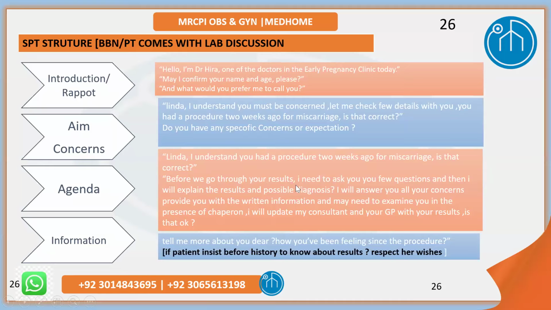Before we go through your results, I need to ask you a few questions, and then I will explain the result and possible diagnosis. I will answer all your concerns, provide you with written information, need to examine you, presence of chaperone. I'll update my consultant or GP about the result. Is that okay? I will connect you with the support information leaflet. Whatever you can, add these lines. So if you say this, you will connect me to the consultant, give me the information leaflet, and the contacts or GTD center contact number at the end.